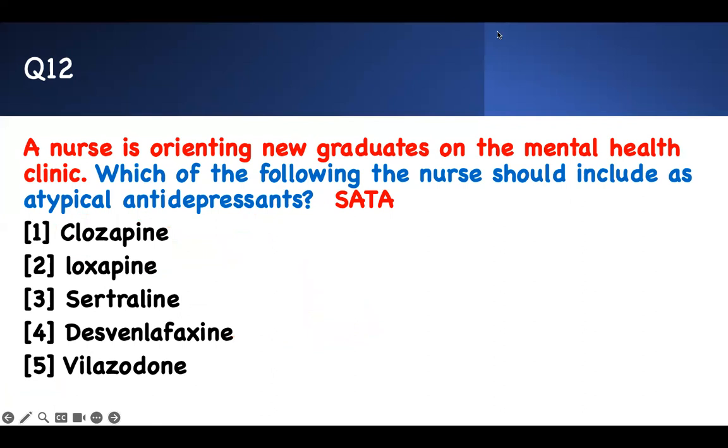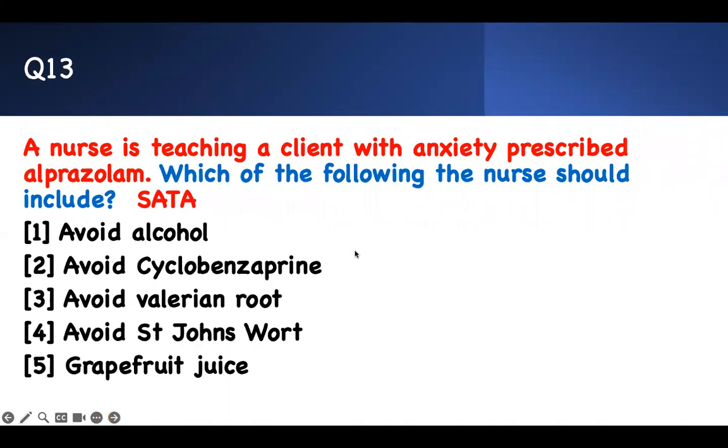Here you go. Look at the first page I gave you. Same thing, select all that apply. What do you have here? Which of the following should the nurse include? A nurse is teaching a client with anxiety prescribed Alprazolam. There are only 2 words. Which teaching should I include? I'm taking Alprazolam for anxiety, and what should I include? This is a benzodiazepine. It's a no brainer. What things should you avoid when you're taking a benzo?